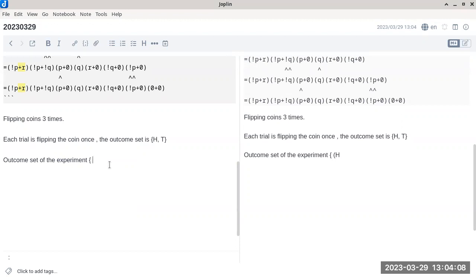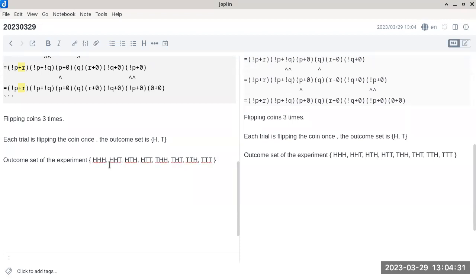Yep, so we can. I'm going to use a shorthand here without using the parentheses. So we can have head, head, head, right? Head, head, tail, head, tail, head, head, tail, tail, tail, head, head, tail, head, tail, tail, tail, head, and finally tail, tail, tail.